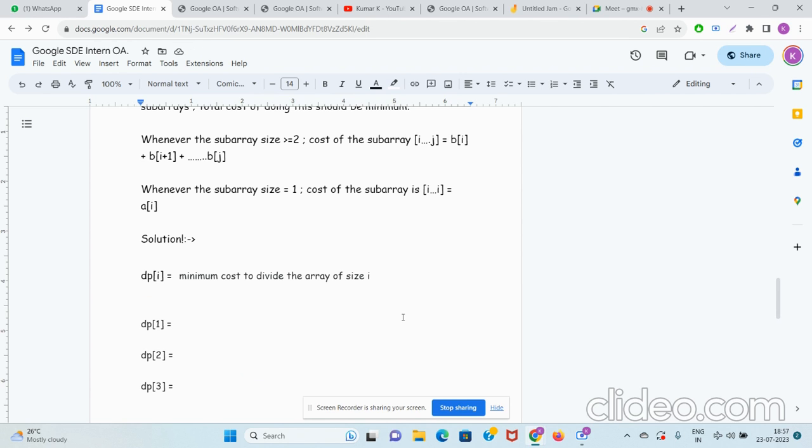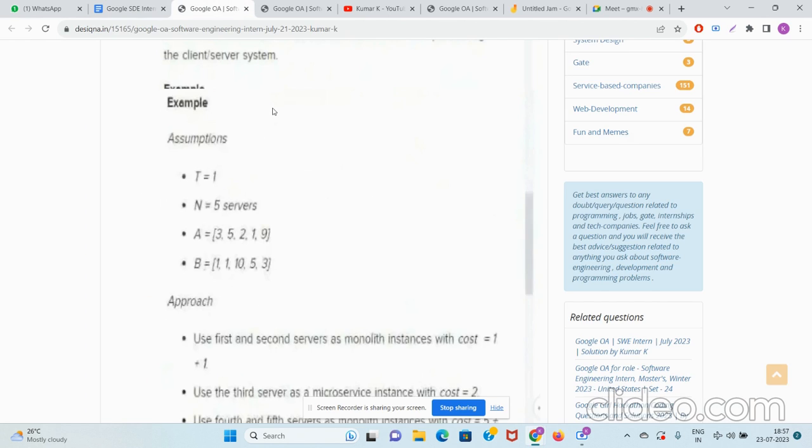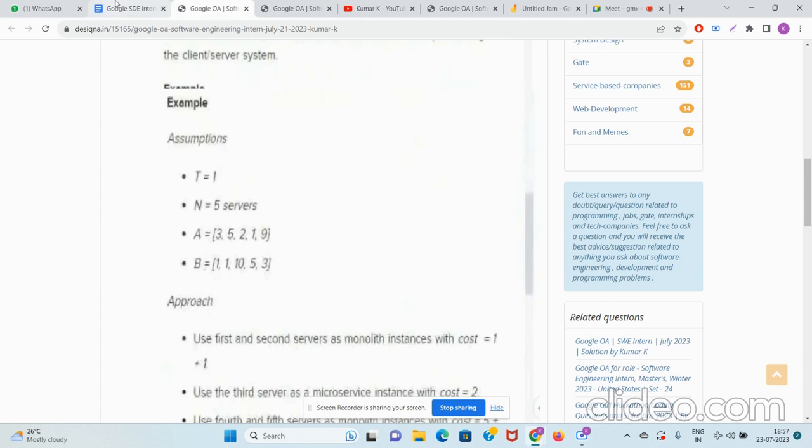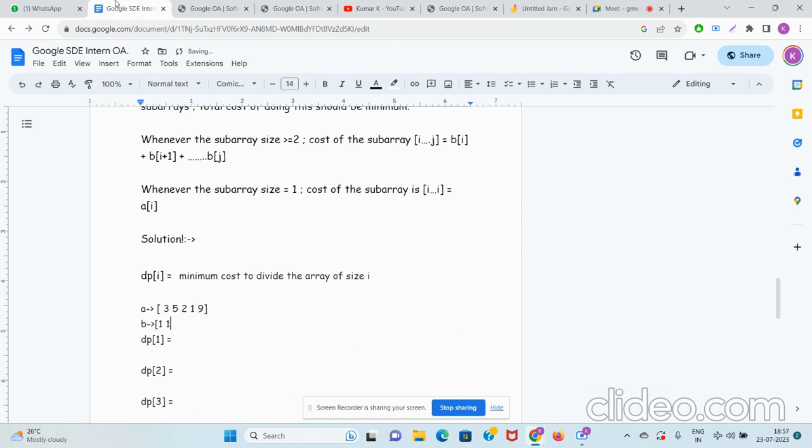So now, guys, let's take the example given here only. What is given? The array is 35219. What is the array B? Array B is 111053. Good, great, nice.